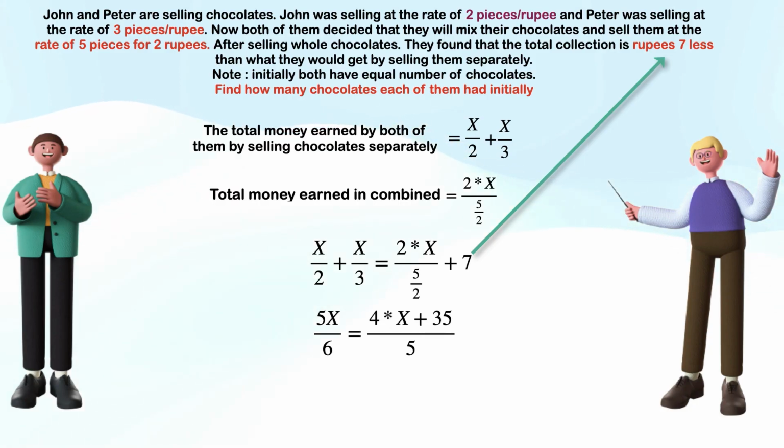Solving the above equation for X gives the number of chocolates each of them had initially, which is 210 chocolates. Hence answer to this puzzle is 210 chocolates.